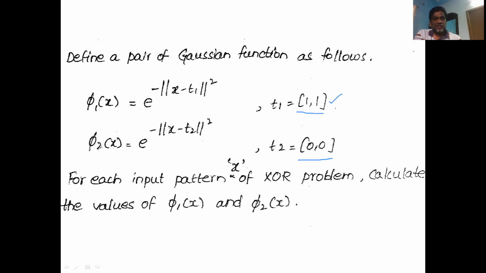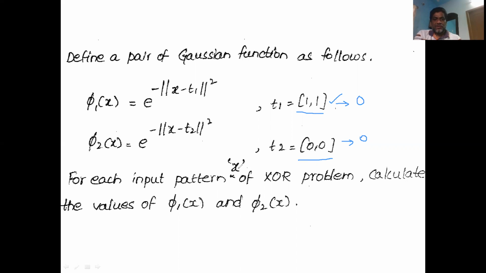So the second Gaussian function I am defining is phi2 of x is equal to e power minus norm x minus t2 whole square, where this t2 is a center that I took, that is labeled as 0 comma 0 with output label 0. So you need to understand that the output label of both the centers must be same whenever you consider centers. So output label of 1 comma 1 is 0 and output label of 0 comma 0 is also 0.